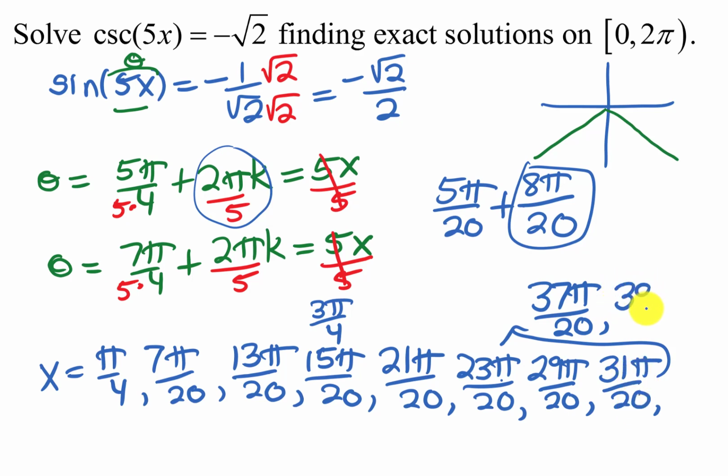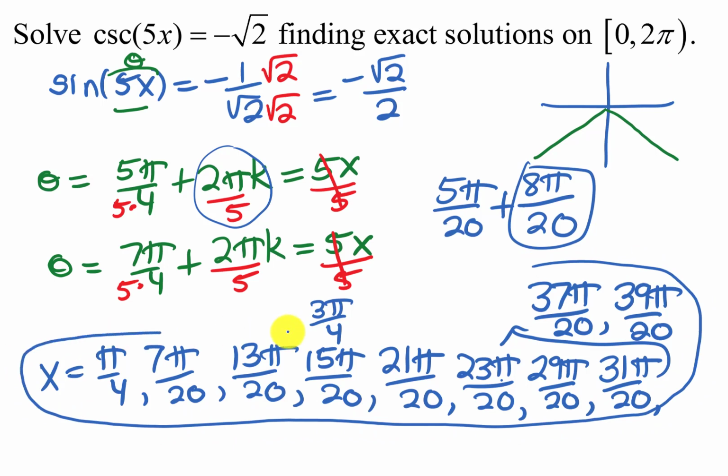And then I'm going to add 8 pi 20ths to 31 pi 20ths, and that will give me 39 pi 20ths. Now let's say we weren't paying much attention and we didn't realize we already had 10. If I added 8 pi 20ths to 37 pi 20ths, I'd get 45 pi 20ths. Well, that's past 2 pi because 40 pi 20ths is 2 pi. So that is outside of our interval. And here are the 10 solutions that solve the equation cosecant of 5x equal negative square root of 2 on that interval from 0 to 2 pi.